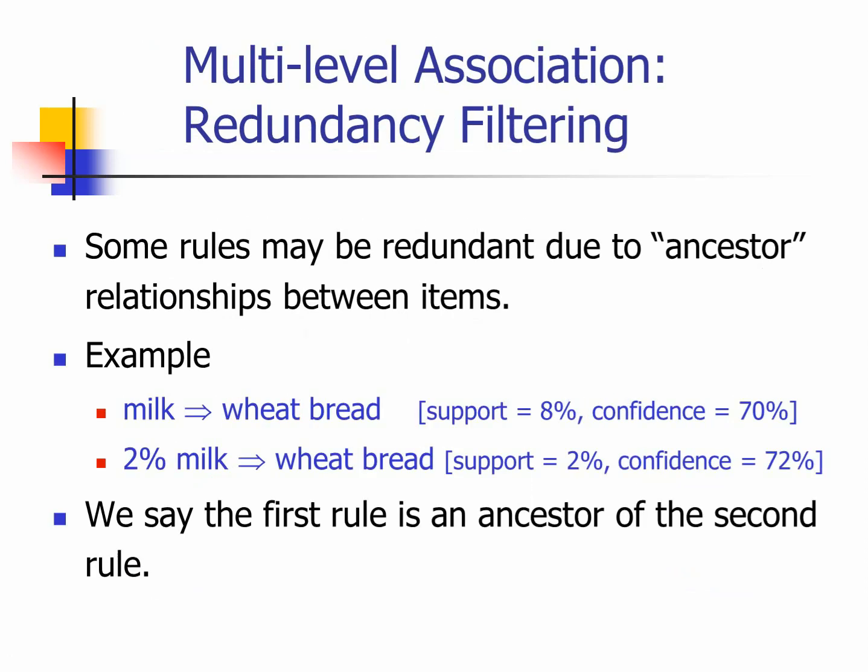Some rules may be redundant due to the ancestor relationship between the items. For example, milk to wheat bread can have a support of 8% and confidence of 70%, while another rule says that 2% milk goes to wheat bread, with support of 2% and confidence of 72%. Obviously these two rules have some relation, because 2% milk is part of milk. Both rules pass the minimum support and minimum confidence, say our minimum support is 2% and confidence is 70%. Which rule is more meaningful to you can also depend on the application. More importantly, this example points out that the first rule is an ancestor of the second rule, so it has a higher level in the hierarchy.